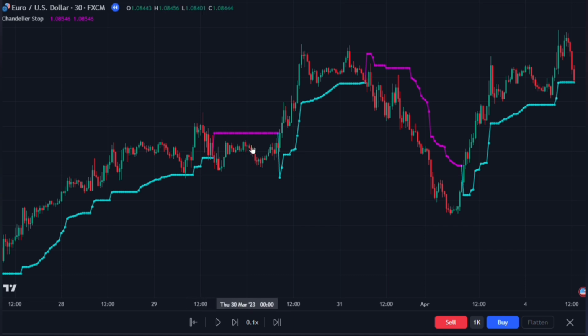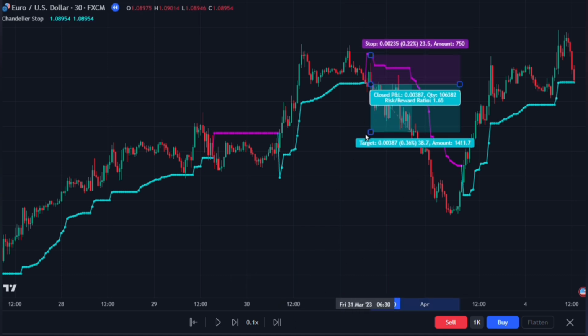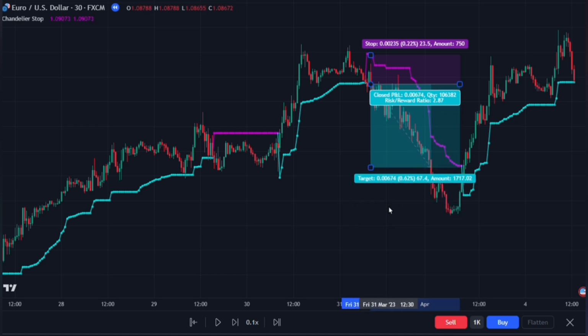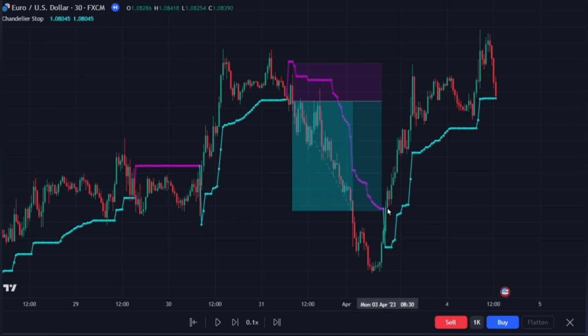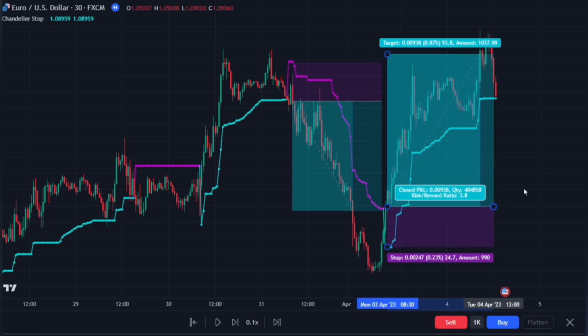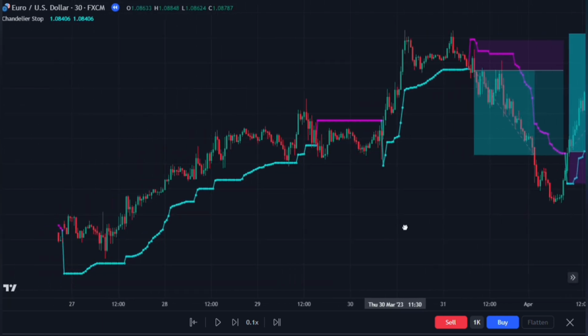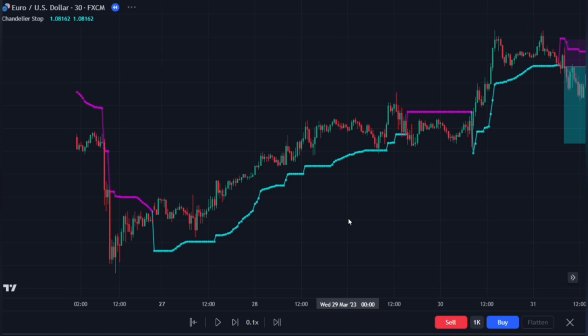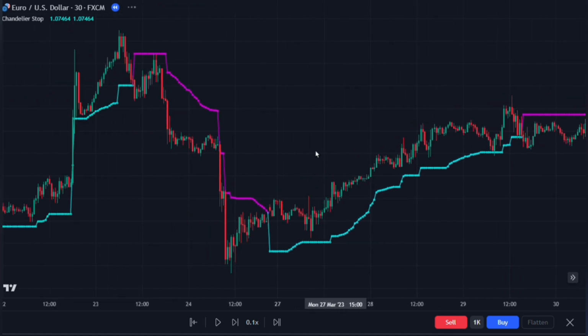By default, the chandelier stop manifests itself as a bold blue and purple line that gracefully overlays the price chart. Allow me to decipher its significance for you. The purple line represents the stop level for a short position, while the blue line signifies the stop level for a long position. You see, the chandelier stop derives its calculations from the average true range, rendering it independent from the inherent volatility of the instruments at play.